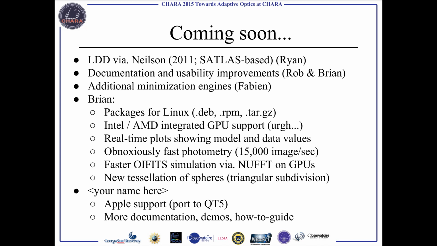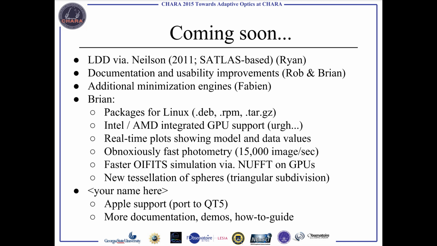In the near future, there's going to be a couple of additional improvements that are going to be made. Fabian told me that Ryan, who I believe is moderating this session, was going to be adding S-Atlas-based stellar limb darkening laws that were published in Hielding and Nielsen in 2011. Rob Parks and I are working on improving the documentation and usability. Fabian intends to add some additional minimization engines, and I'm doing things that are under the hood. In particular, I'm working on creating packages for Linux, in Debian, RPM and TarGZ. I'm still working on integrated graphics support for Intel and AMD devices. It turns out there were some bugs in some of the display drivers that had to be fixed, and so I had to find workarounds to get these things to work.